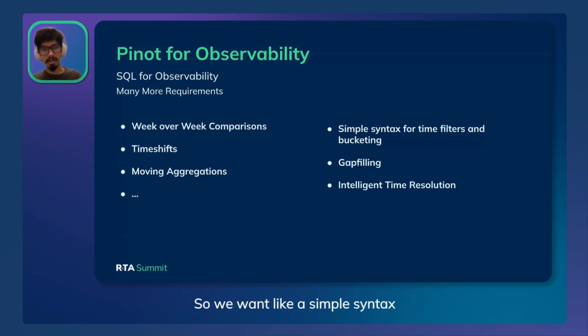So we want a simple syntax for time filters and bucketing. We achieved that through macros. We want a simple way to do gap filling, and we want intelligent time resolution in the sense that if I'm looking at minute level data for the last 24 hours, that doesn't mean I want minute level data for the last 30 days. So ideally, the observability platform should automatically change the resolution on its own, and the user shouldn't have to worry about things like these.